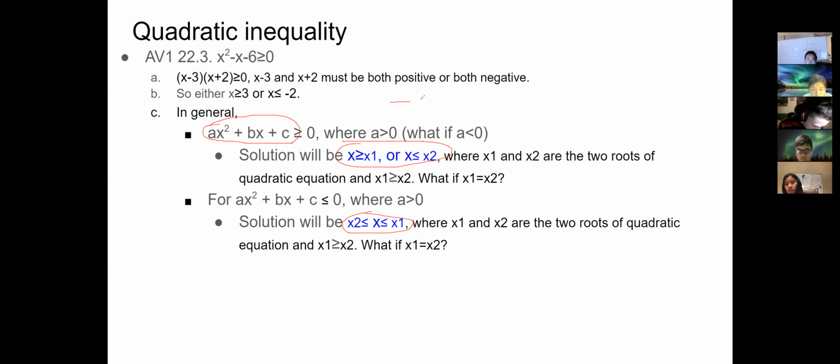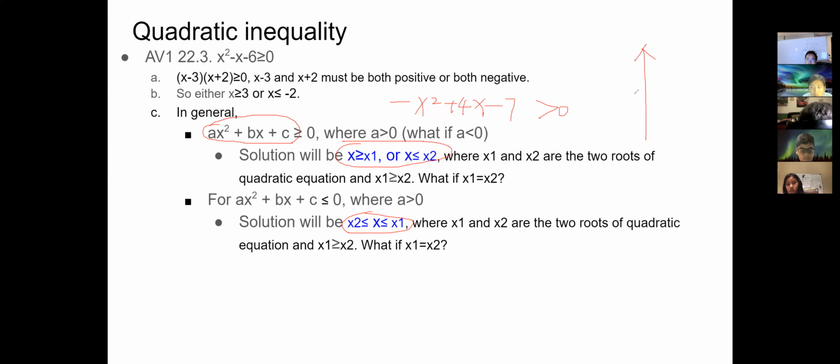What if I have negative x squared plus 4x minus 7 greater than 0? How do you solve this? Does it matter? Because if x is squared, it's going to be positive. It does matter. This has to be satisfied before you can use this way.